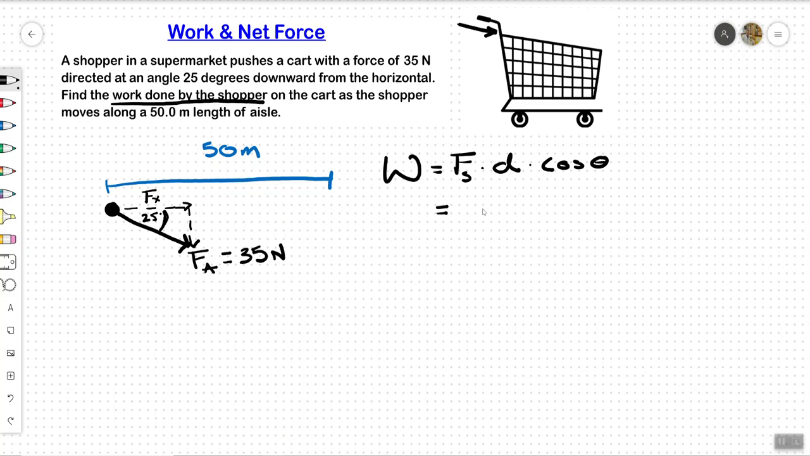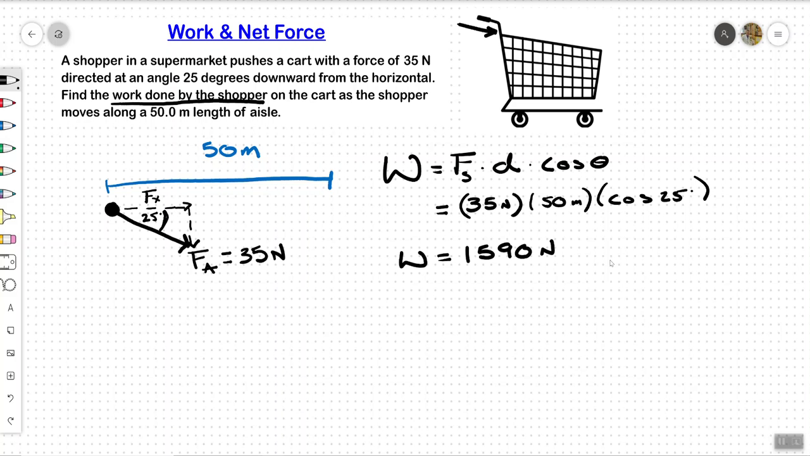So we can start plugging in numbers here. We have 35 newtons times 50 meters times the cosine of 25 degrees, because we're solving for just the horizontal component. So the work done by the shopper is 1,586 newtons. We'll go 3 sig figs, so 1,590 newtons. So that's how much work is done over the 50 meters that they go down the aisle. So that's a simple one.